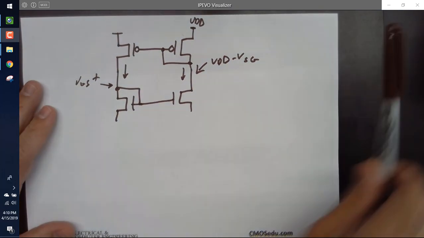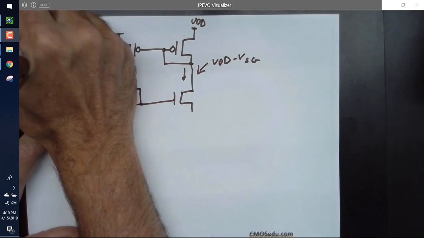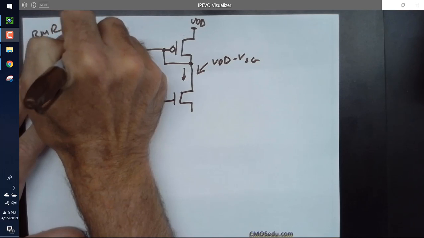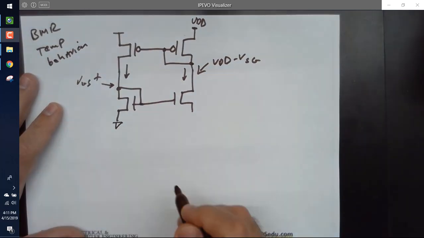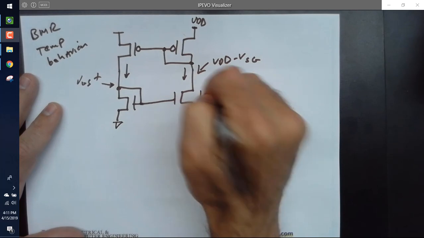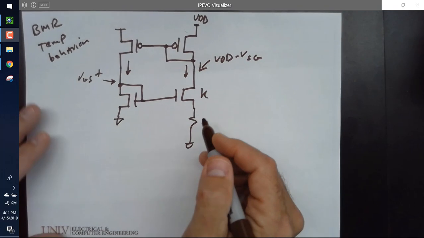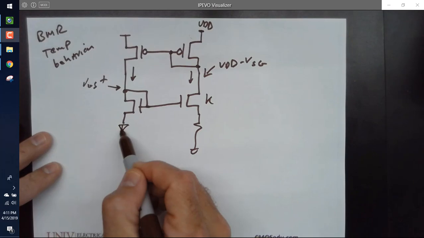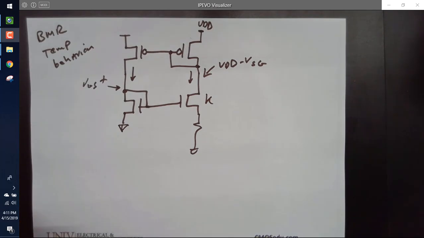So let's actually do this. Let's put this at ground, and then let's put our resistor here. Let's make this K times wider. So what does the K stand for? Beta multiplier. This is K times wider than this one. Looking good? So I want you to determine the temperature coefficient of this circuit.